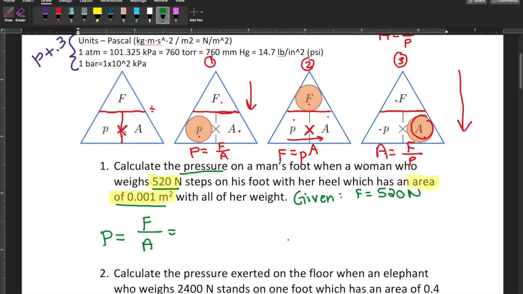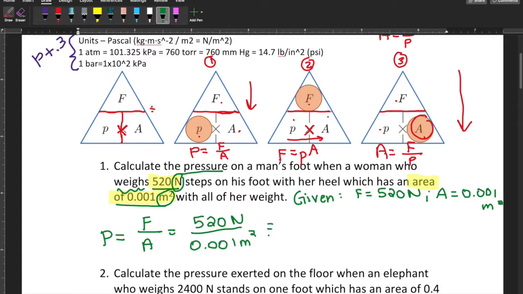And how did I know that was a force? Because it says weighs, and it also has a unit of newtons. And then we're also given an area of 0.001 meters squared. This here just tells you it's area, but if it didn't tell you an area, you would just look at the units, meters squared, and that would tell you. So basically, we just have to plug in here. We have 520 newtons over 0.001 meters squared, and we solve.